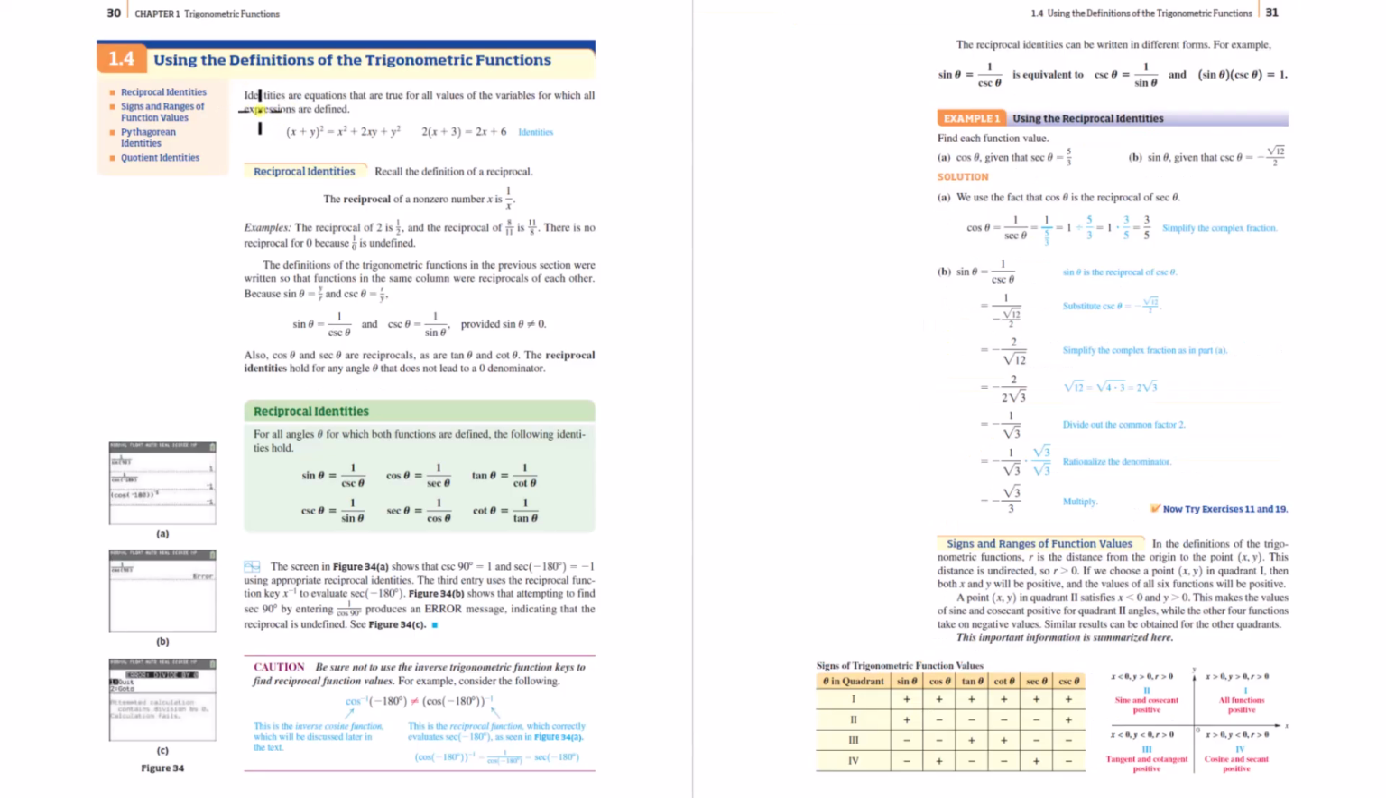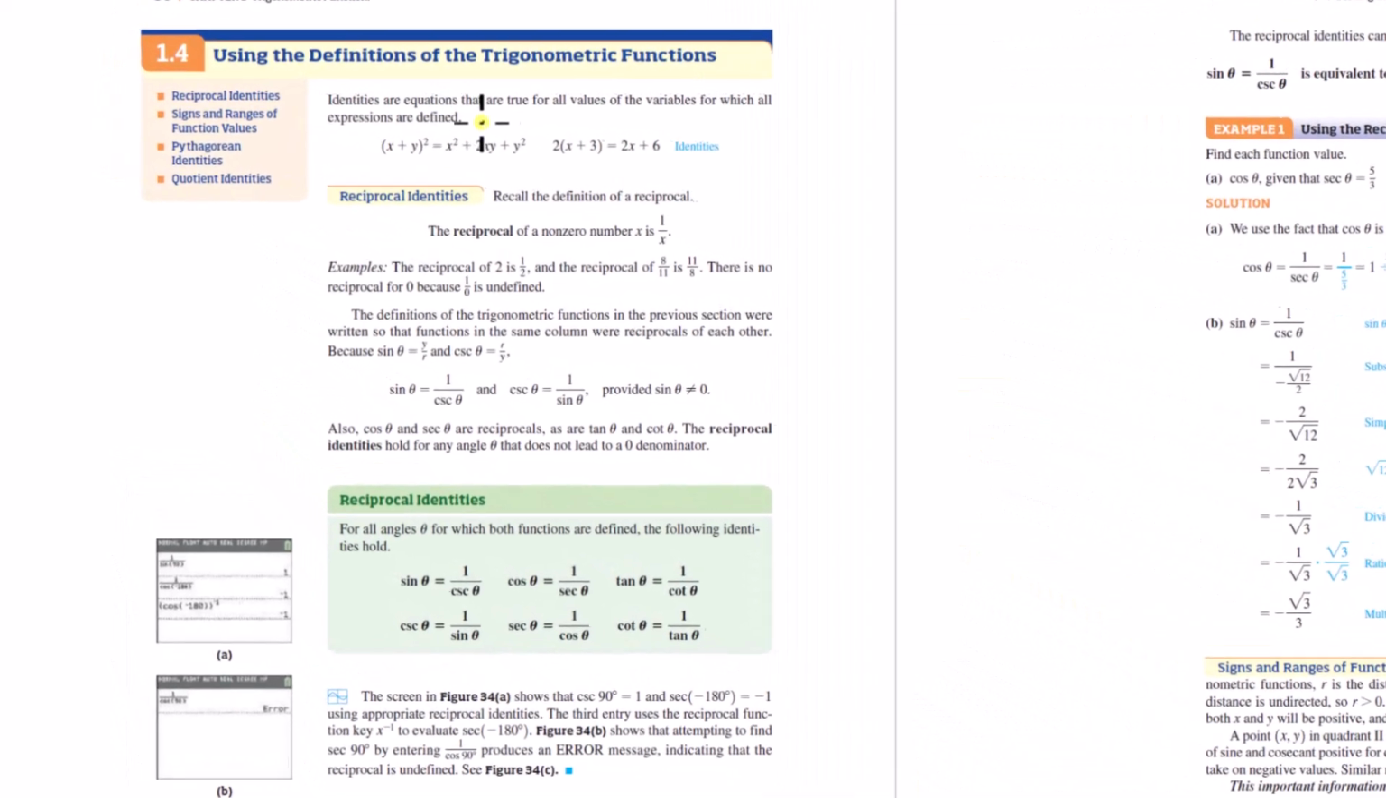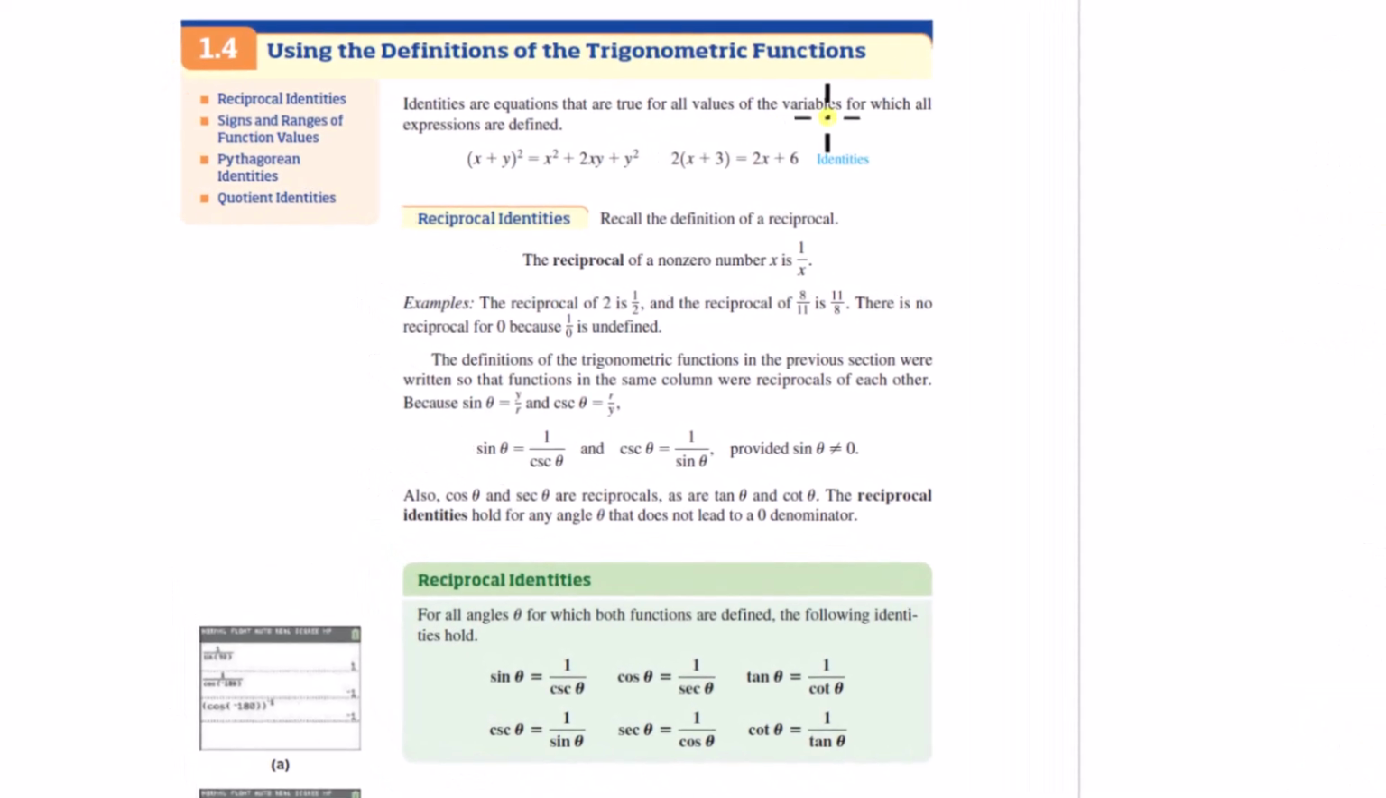All right. Identities are equations that are true for all values of the variables for which all expressions are defined. And so you can see that that's why I'm really wanting to put a lot of focus on the domain and range of the trig functions, because even the trig identities are all about being true for the variables for which all expressions are defined. That's the domain of the trig functions.